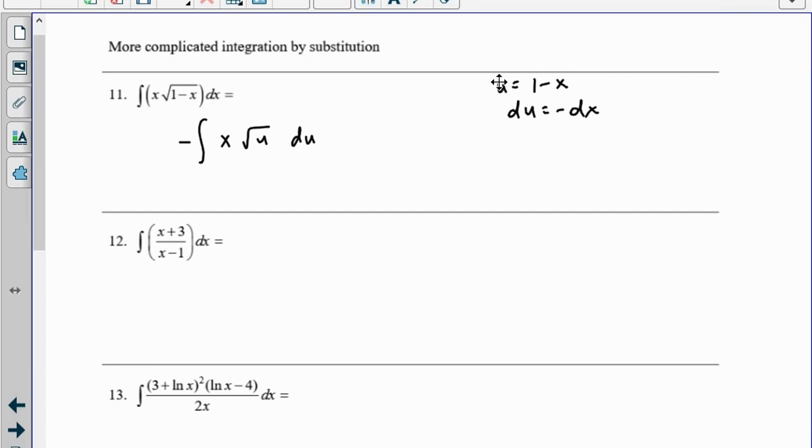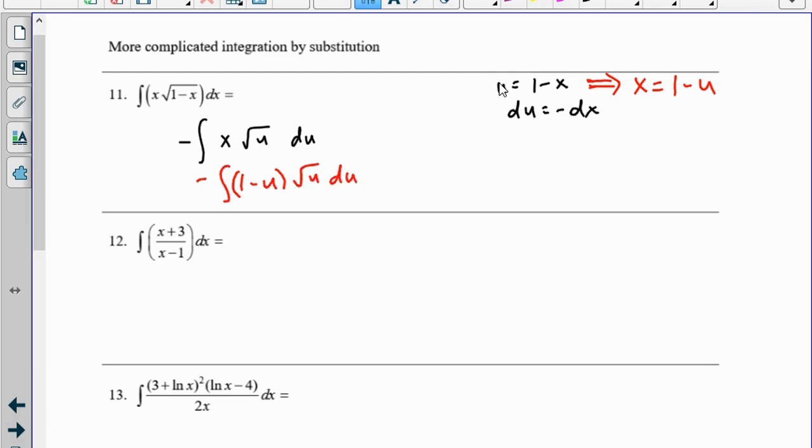However, if I notice that u equals 1 minus x, I can rearrange things to make x equal 1 minus u by adding x and subtracting u from both sides. What I end up with is being able to substitute 1 minus u in where x was.